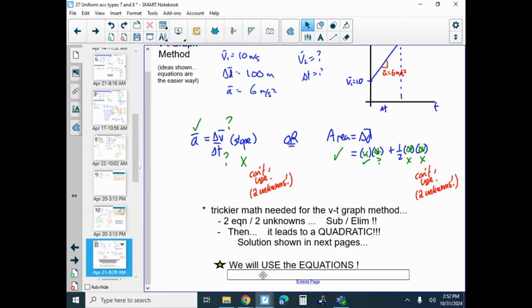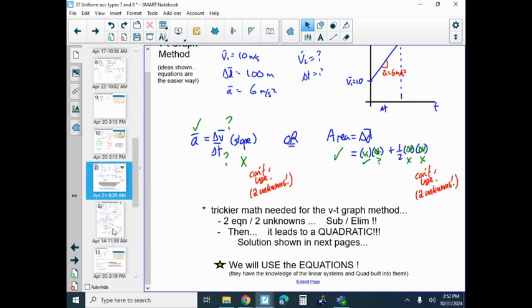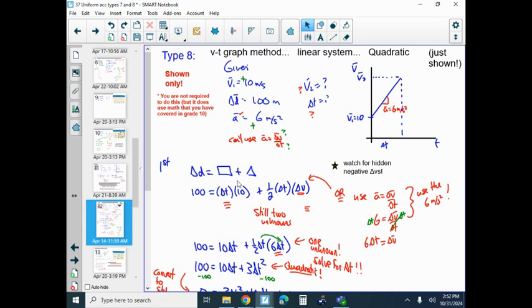So as a grade 11 physics teacher, I say, hey, let's use equations, right? Let's just get the physics answer and use the equations. They have all of the results, the necessary knowledge of this stuff built into them. That's why they're powerful, right? So I will show this, just follow along and see that it's true and makes sense.